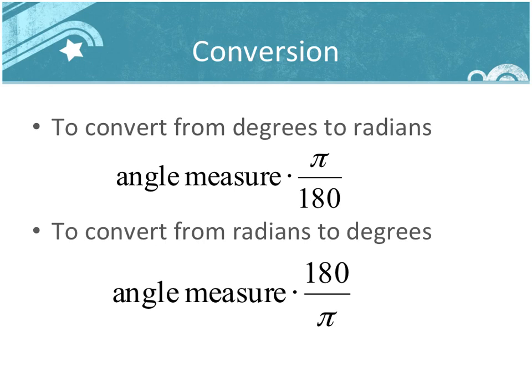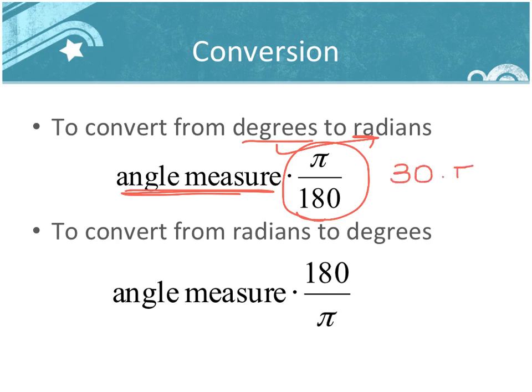So, converting from degrees to radians. If I'm in degrees and I want to convert to radians, I would take my angle measure, which is in degrees, and multiply it times pi over 180. So something like 30 degrees times pi over 180. I can reduce this by canceling through the zeros, and then 3 goes into 18 6 times. This is pi over 6.